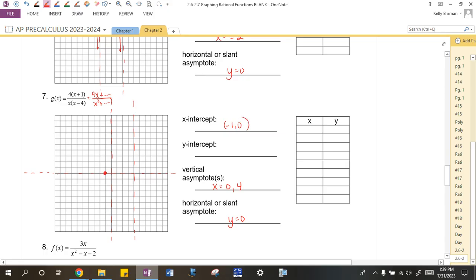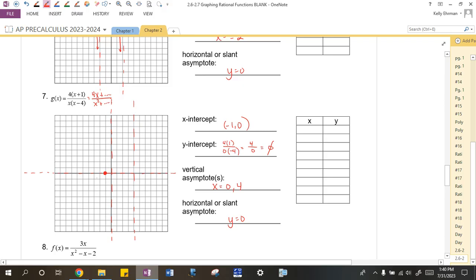So a point on a horizontal asymptote is okay, but it means we're going to have to plot a couple extra points just to see which side of the horizontal asymptote this graph falls on as we go to the left. For the y-intercept, if I plug in 0, I get 4 times 1 over 0 times -4. That's 4 over 0. That's undefined, which we should know because we have a vertical asymptote at 0. So, okay, that makes sense. So we do have a lot of extra points to plot for this one.